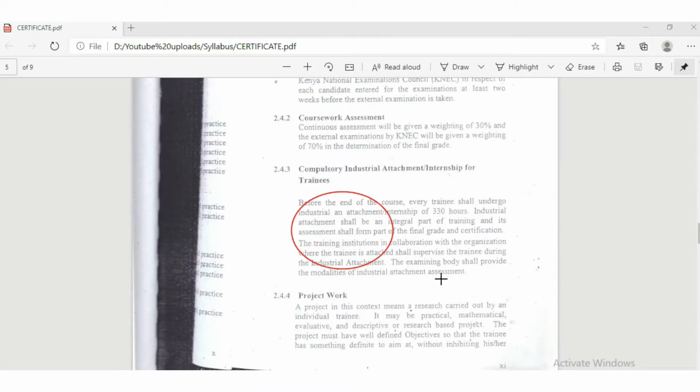There is also the aspect of the compulsory industrial attachment, which is very important. Even if it was not compulsory, I would still advise a student to do an industrial attachment. You can read through here the requirements. It's supposed to take a total of 330 hours and is usually done at the end of the course.